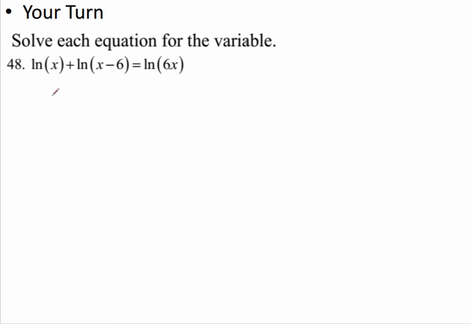All right, let's use our properties of logarithms here. So this tells me that what? This is ln of x times x minus 6. Because I have a sum here, I change that into a product, and that's equal to what? ln of 6x.